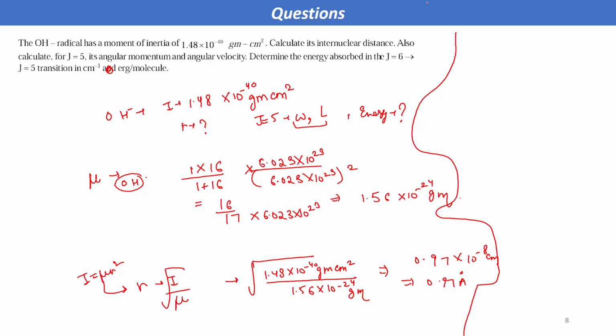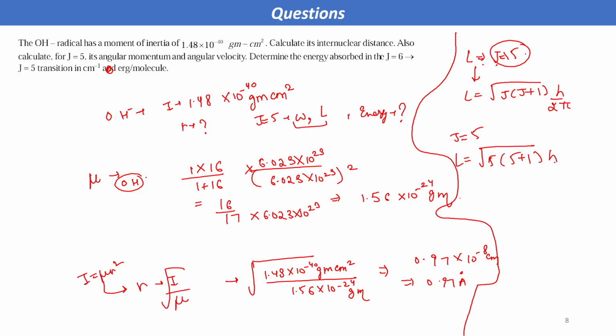So now you have calculated the internuclear distance. Now for j equals to 5, we have to calculate the value of angular momentum. So L, we know that it is equal to under root j into j plus 1 times h by 2 pi. So set the value of j. Now j is 5, so L will be under root 5 into 5 plus 1, that's 30, times h by 2 pi.